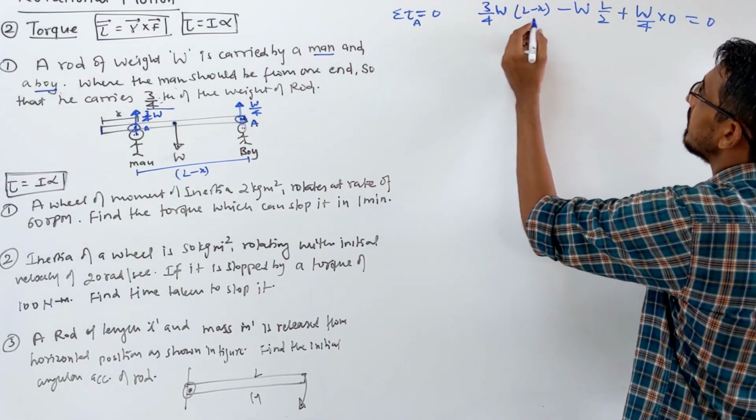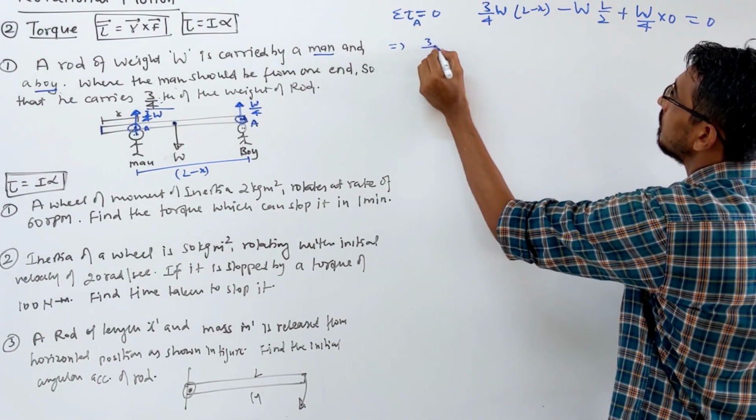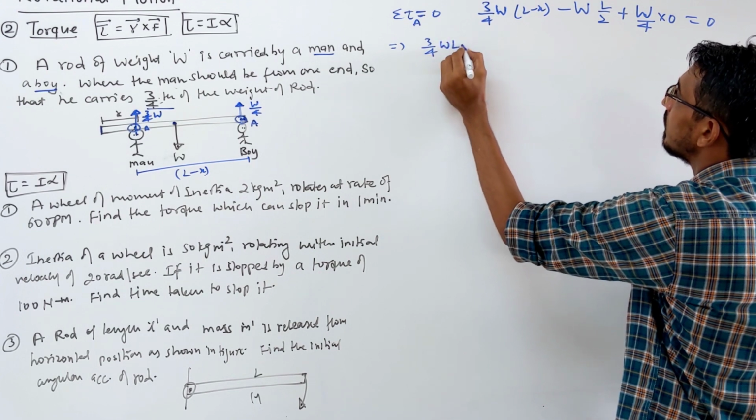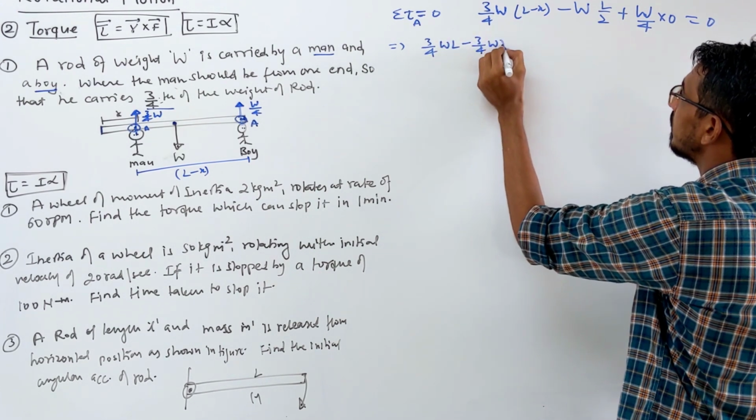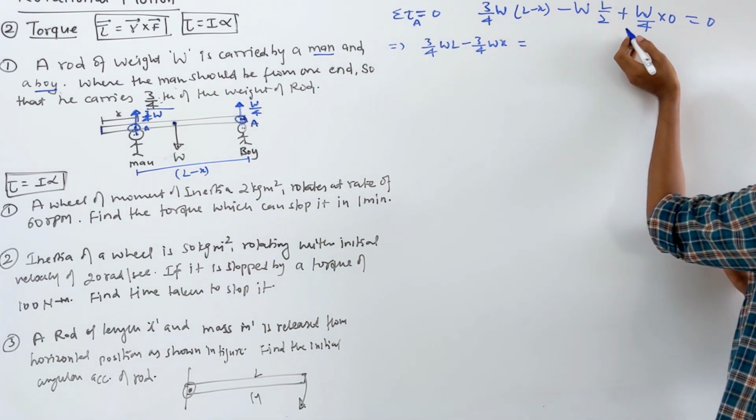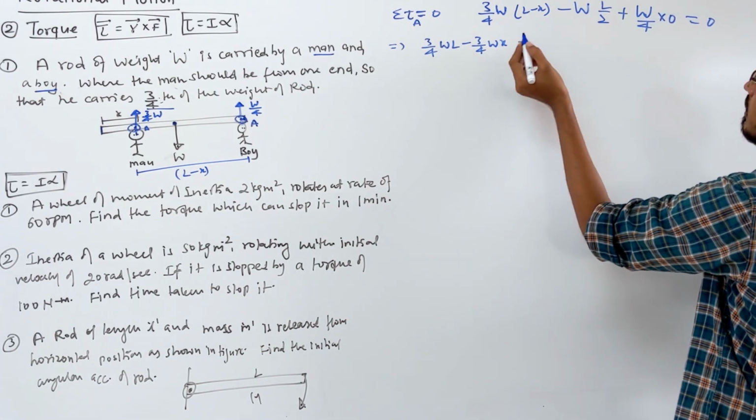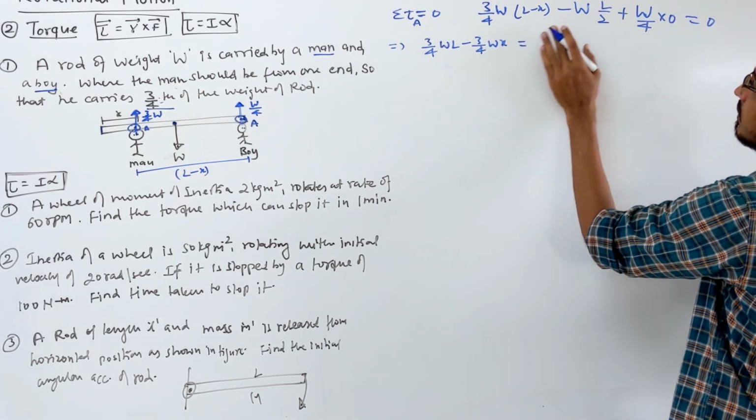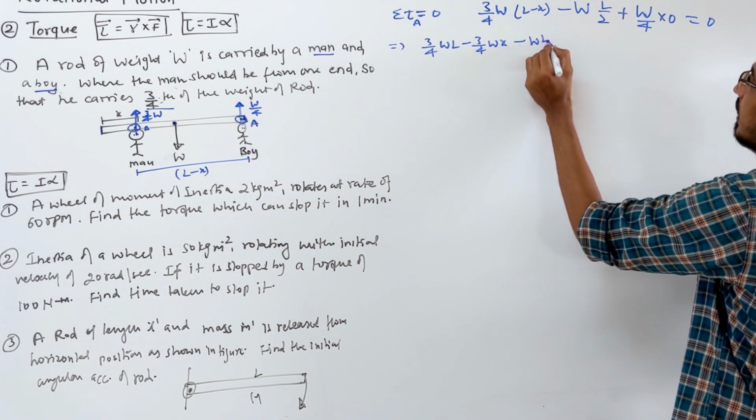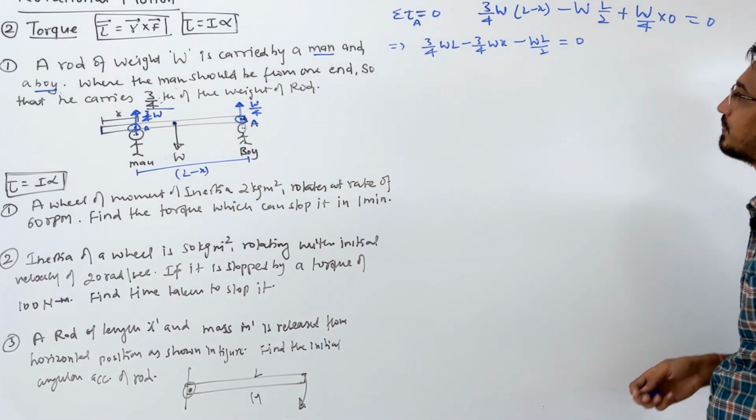So how much does it become? Let's solve this. 3/4 of W into L, minus 3/4 of W into x, minus WL by 2, is equal to 0.